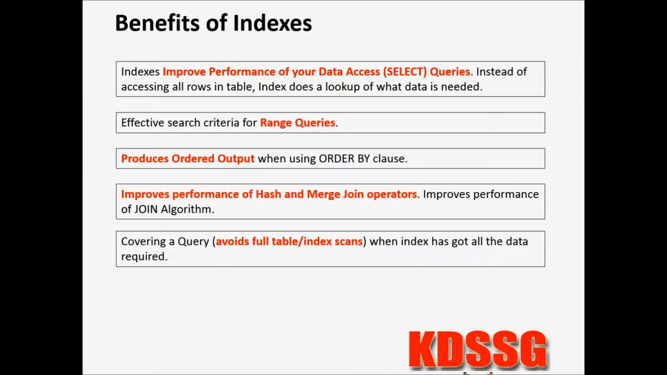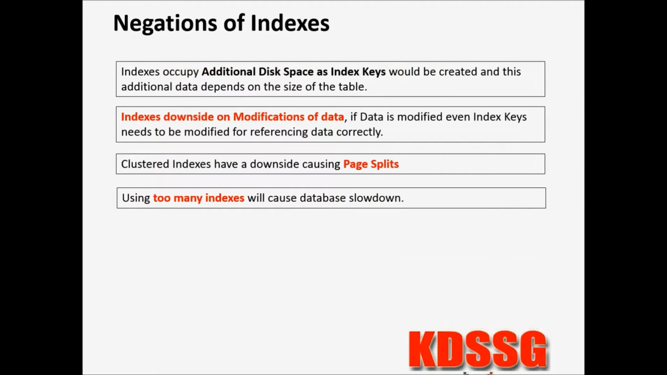Indexes improve performance of our hash and merge join operators. Whenever we do hash and merge joins, the join algorithm is improved whenever you use indexes. And we can avoid full table scans or index scans, ideally, by covering the query, by making sure that all the columns in the query are covered. That's also called a covering index. So you can avoid table scans and index scans. You always prefer seeks though.